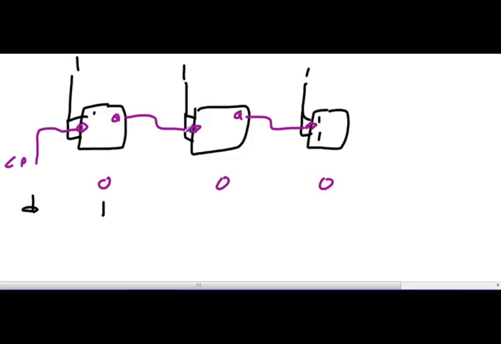Okay, that 1 goes into here. Nothing happens over there because nothing changed. Boom, boom. Okay, the clock pulse happens. Boom, he toggles. Ooh, that 0 triggered this guy. He goes to 1.